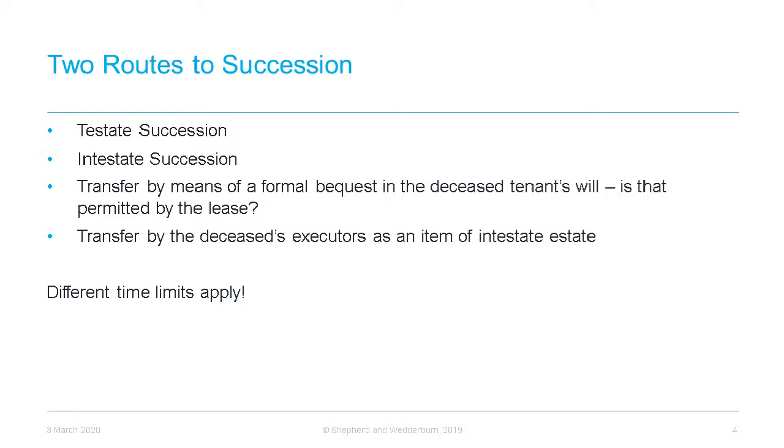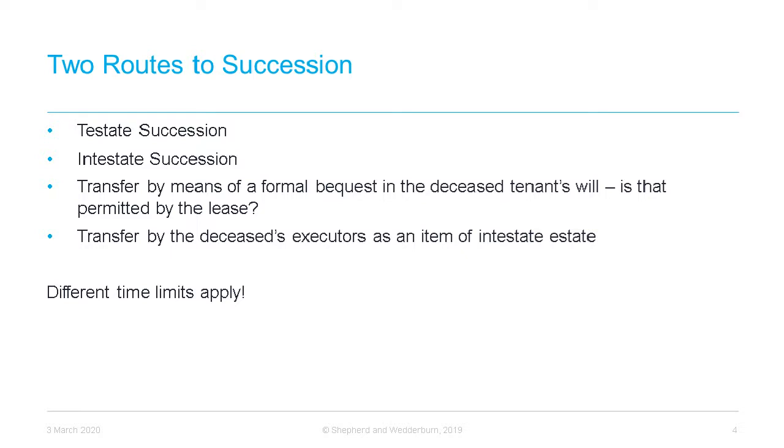So thinking about the way in which an agricultural tenancy can be inherited, there are two routes to succession: testate succession and intestate succession. Put very simply, testate succession is the way that we describe succession because of a formal bequest in the deceased person's will. I leave my interest as tenant of Auchenshugal Farm to my daughter Shona, for example. That's a bequest. Intestate succession is transferred by the deceased's executors as an item of intestate estate, i.e. an item of an estate which hasn't been provided for in the deceased's will.